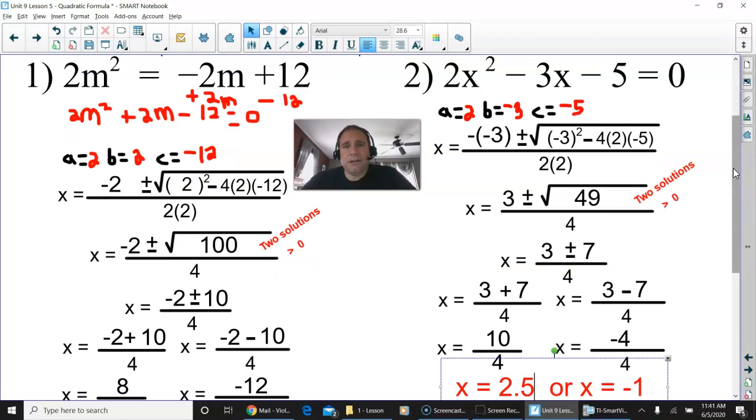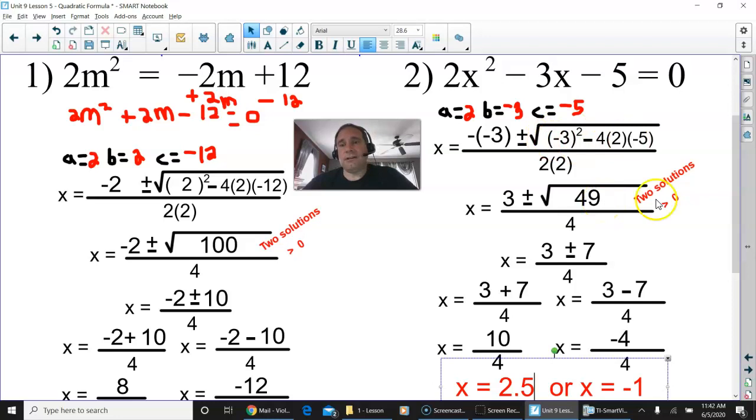Almost last question. So we have A is 2, B is negative 3, C is negative 5. And remember it has to be negative B, so when it's negative already, it becomes a positive. And you show it like that, plus or minus the square root of negative 3 squared minus 4 times A, which is 2, times C, which is negative 5, all divided by 2 times A, which is 2 times 2, which is 4. All of this underneath the square root radical is 49.